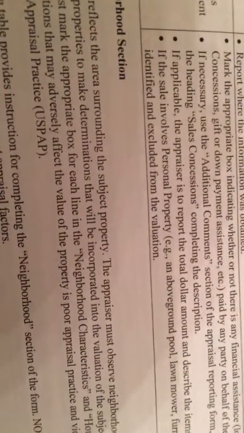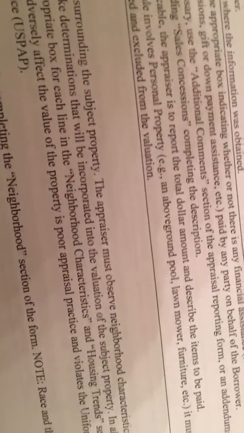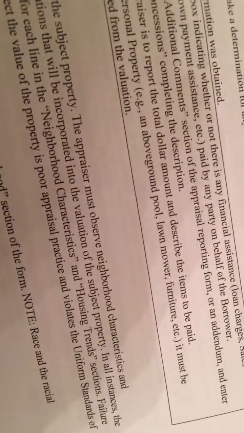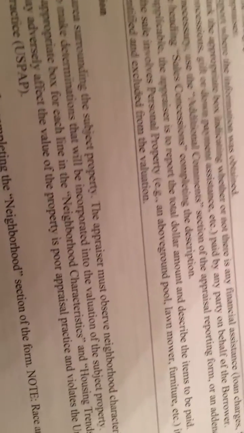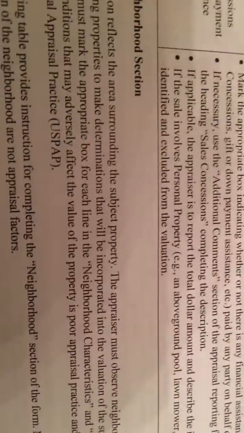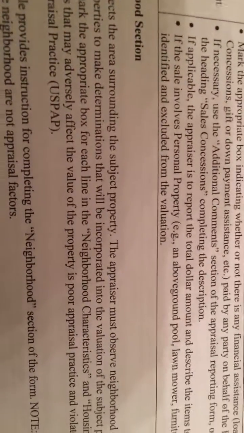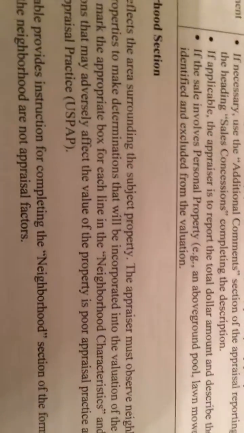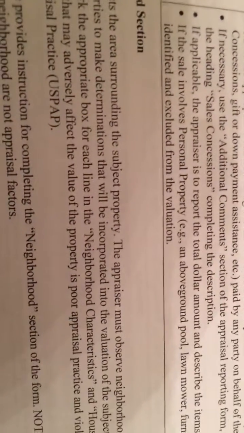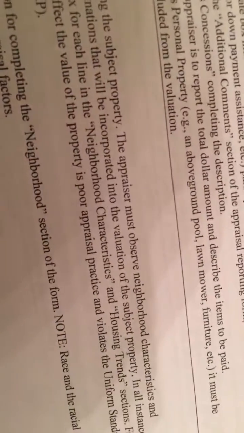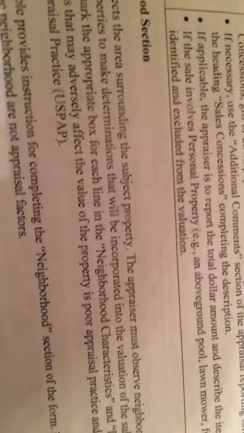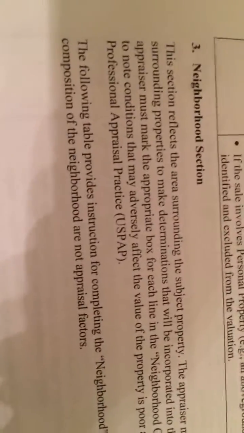If necessary, use the additional comments section of the appraisal reporting form or an addendum and enter the heading, Sales Concessions, completing the description. If applicable, the appraiser is to report the total dollar amount and describe the items to be paid. If the sale involves personal property, for instance, like an above-ground pool, a lawnmower, furniture, etc., it must be identified and excluded from the valuation.